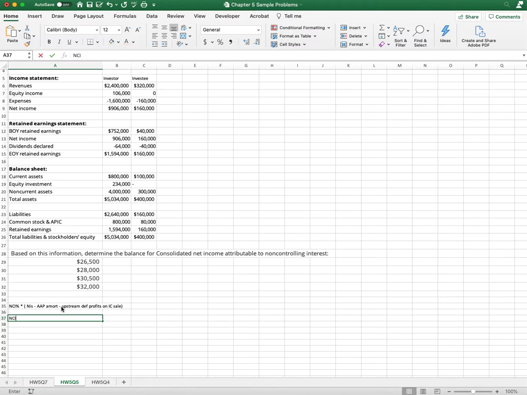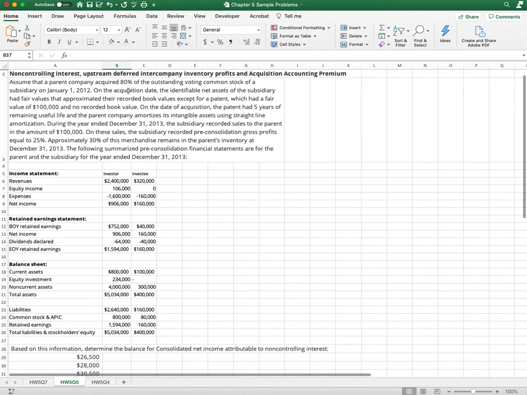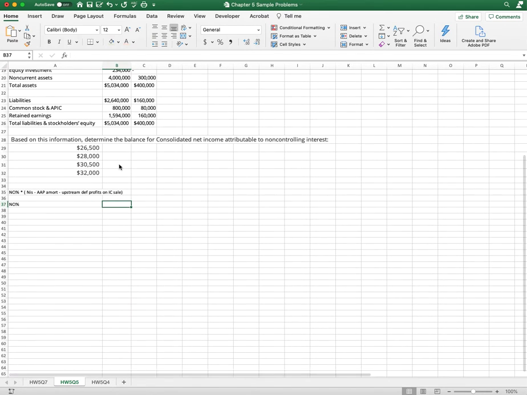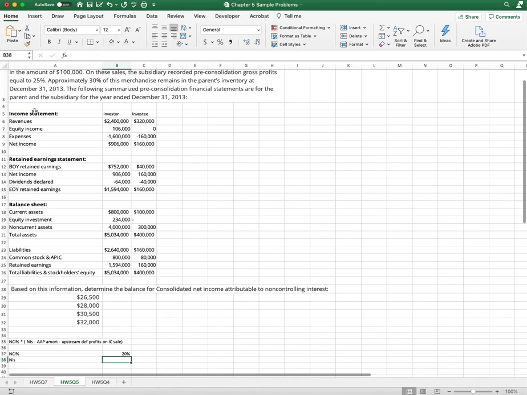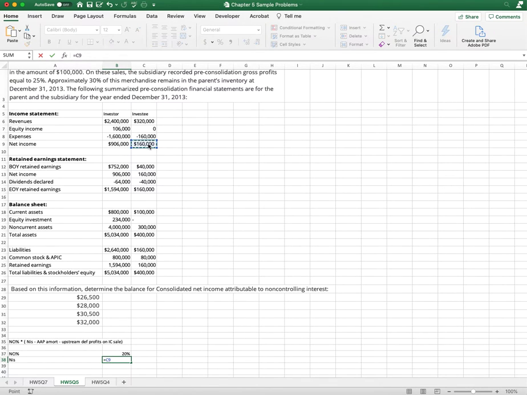And so let's just go plug in our information. The percentage of the non-controlling interest is 20% because the parent has 80. So over here we'll put 20%. The net income of our subsidiary can be pulled from the income statement. So $160,000. And that's actually the only information that we have to pull out of the income statement, retained earnings, and balance sheet they gave us. So in a lot of ways, this is almost like a big red herring.